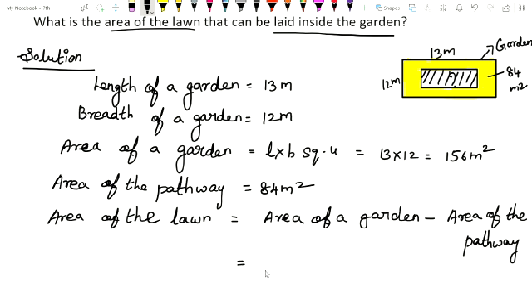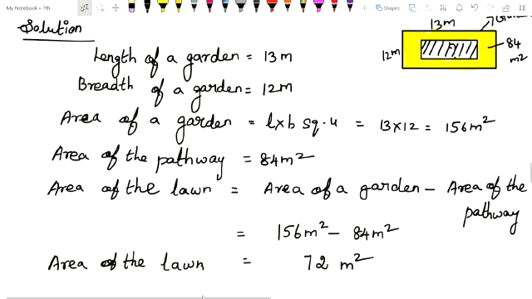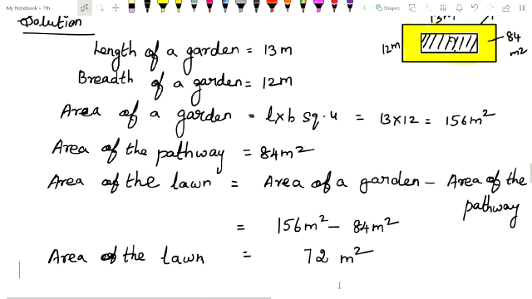So area of a garden, what children? 156 meters square minus area of the pathway 84 meters square. So 6 minus 4, 2. 15 minus 8, 7. So 72 meters square. Area of the lawn equal to 72 meters square. Do you understand, children?